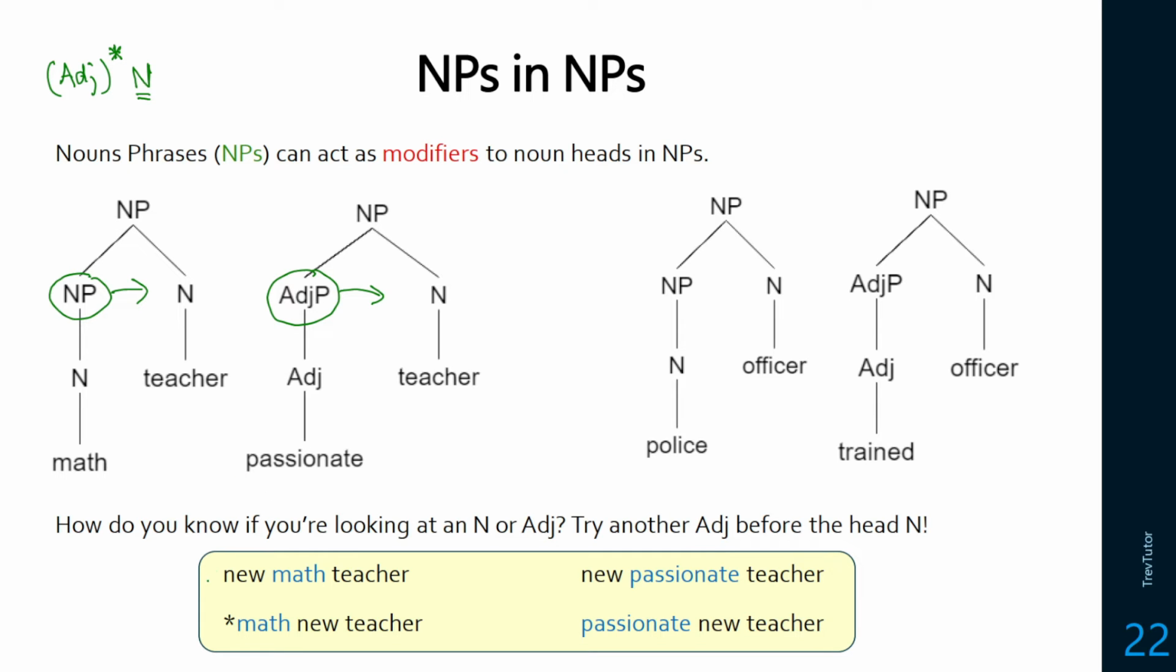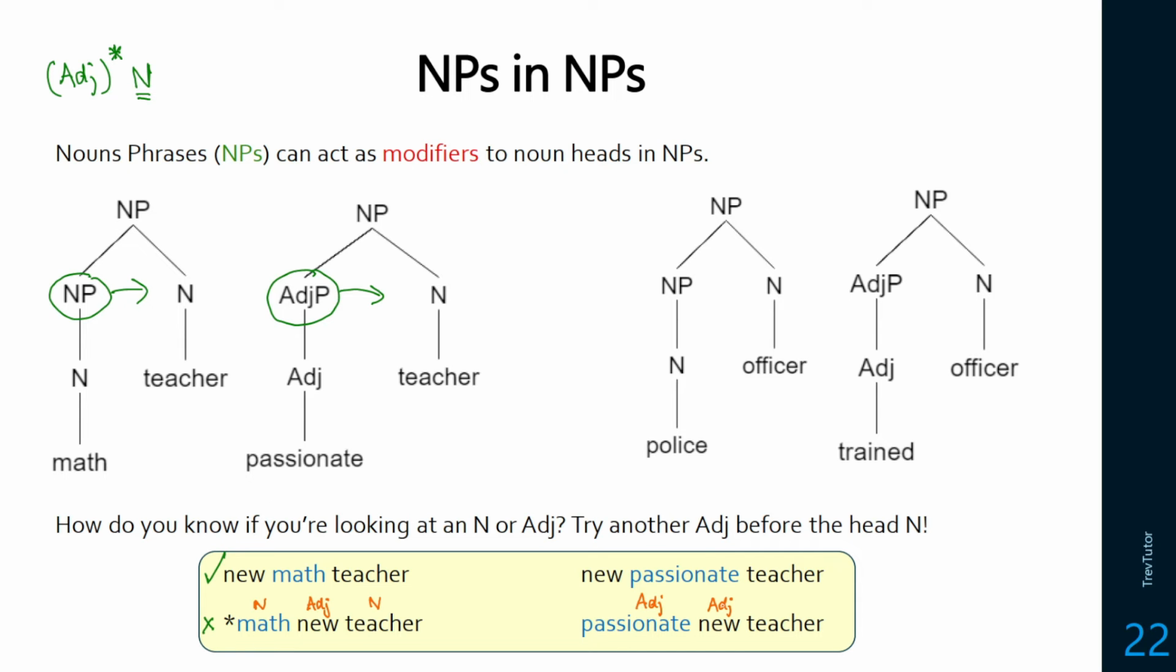So we can say new math teacher, so we can put an adjective before, but we can't say math new teacher. That's not okay. So this tells us that since new is an adjective and teacher is a noun, if math were going to be okay as an adjective, then this order should be fine, but this order is not okay. Therefore, we know math is actually a noun. Compared to new passionate teacher versus passionate new teacher, clearly passionate and new are both going to be adjectives. They can be reordered in whatever way they want.